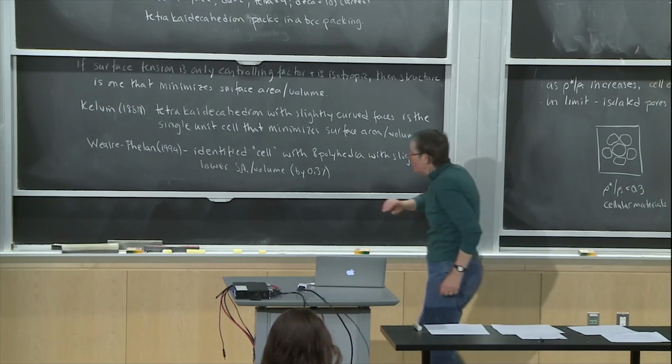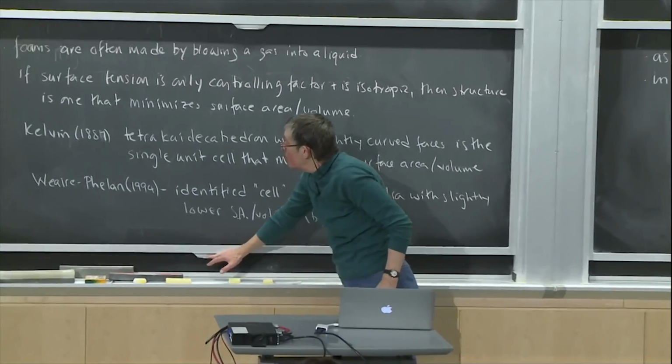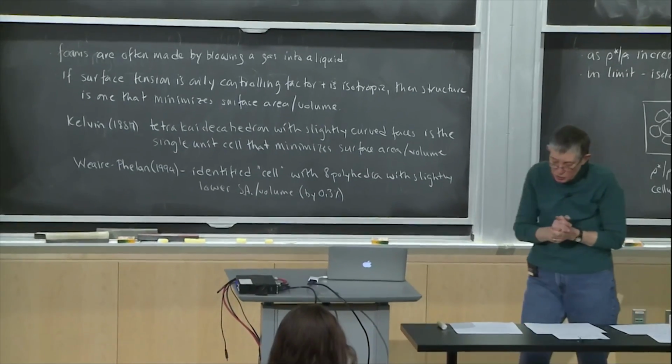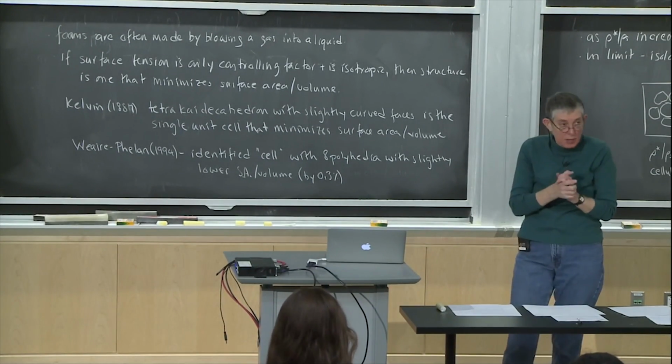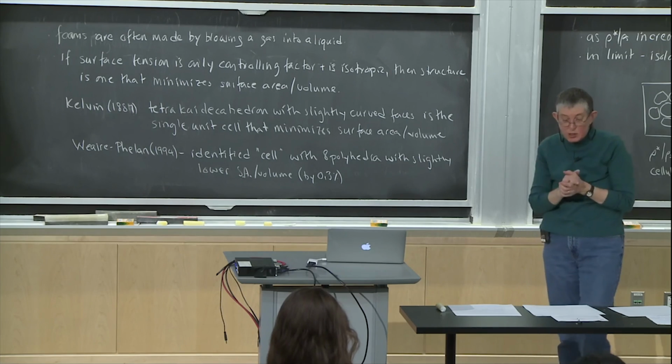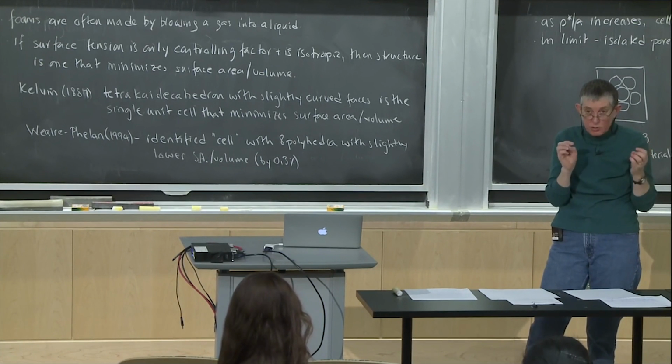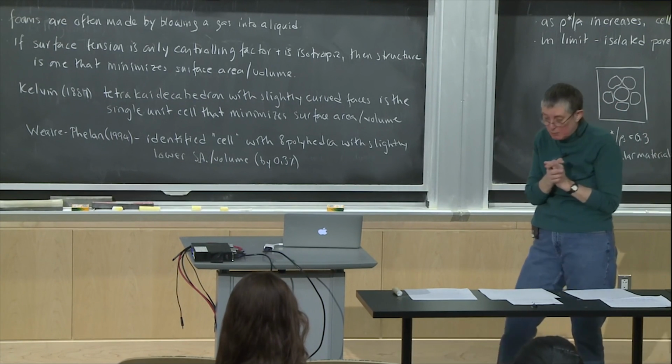So that's relevant if the foam is made by blowing a gas into a liquid and surface tension is the controlling factor. Sometimes foams are made by supersaturating a liquid with a gas and then you nucleate bubbles and then the bubbles grow. So there's a nucleation and growth process. So that's a little bit different.